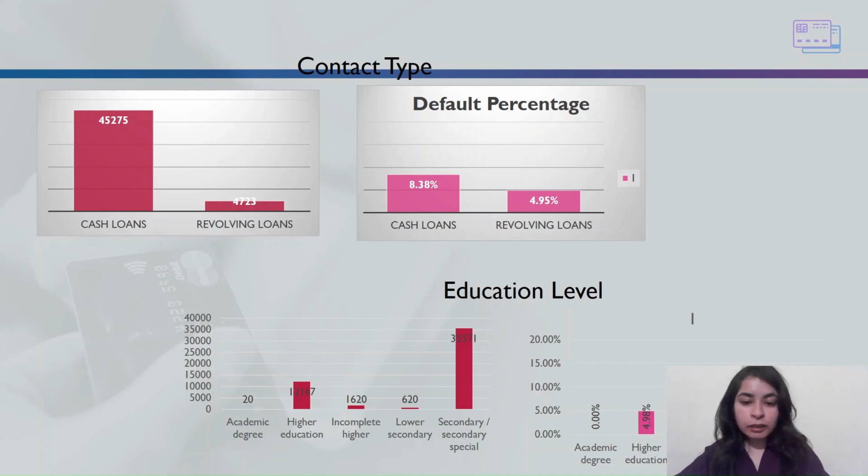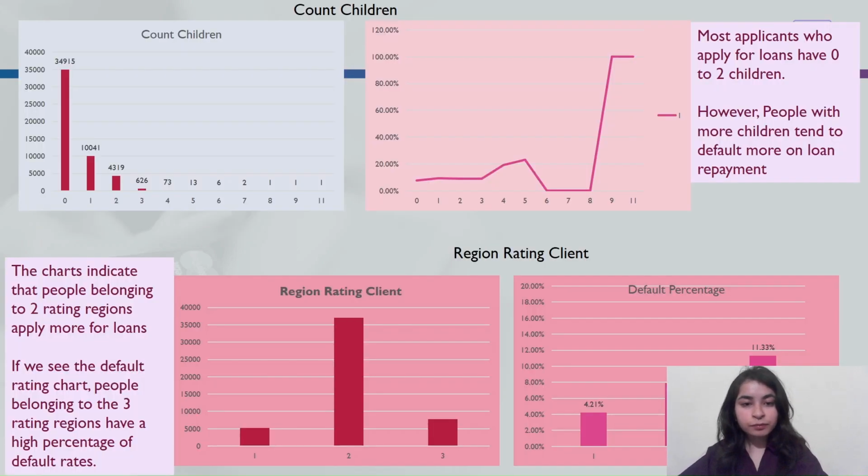Next is our education level, which clearly says that the higher the education level, the lower the chance of defaulting. Now let's talk about the count of children. You can see that most of our applicants have only 0 to 1 children. But if we talk about the defaulting rate here, we can clearly see that people with more children default more. And that might be because of the more expenses they have to incur.